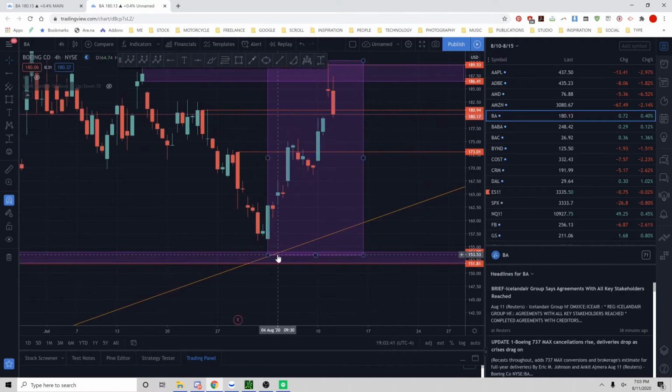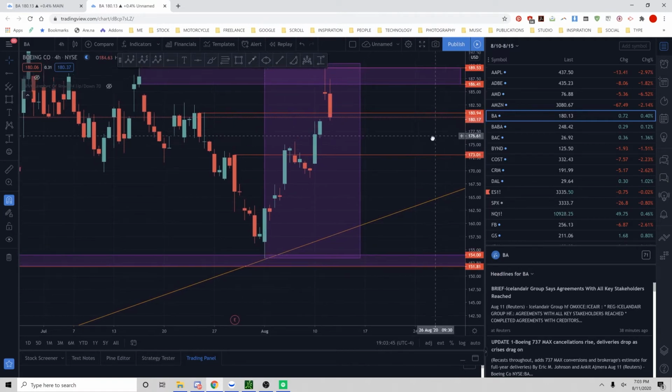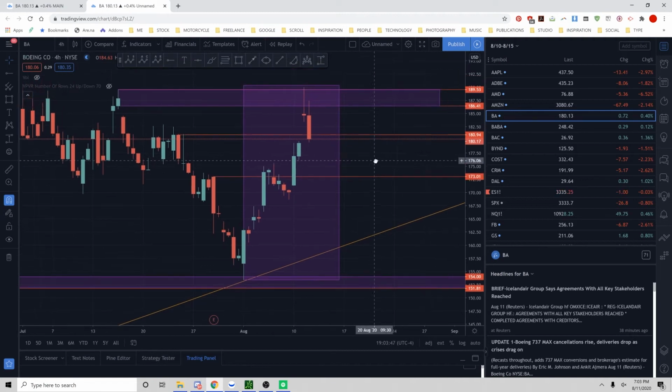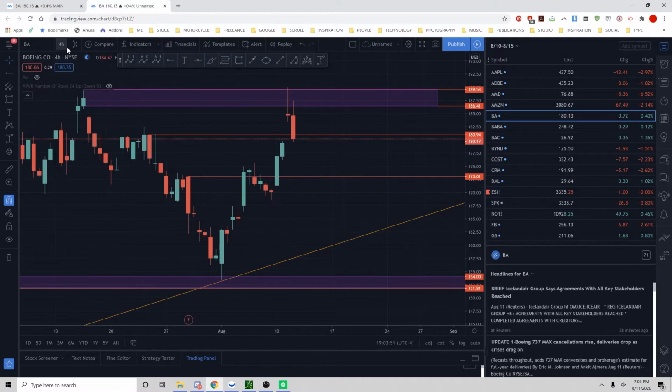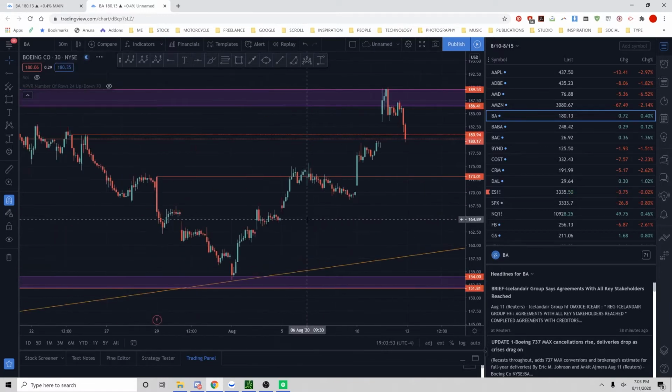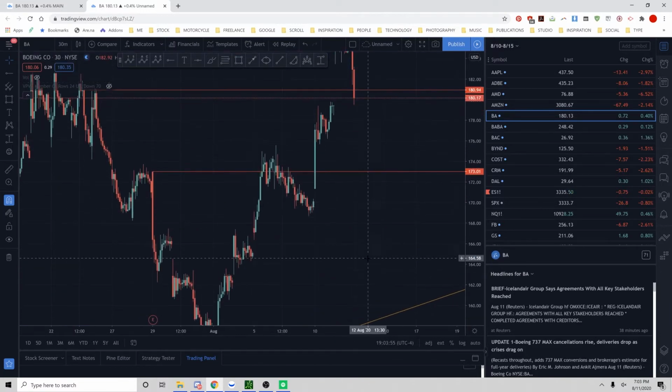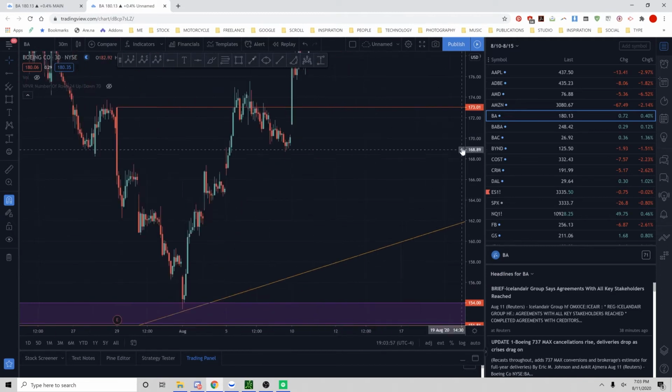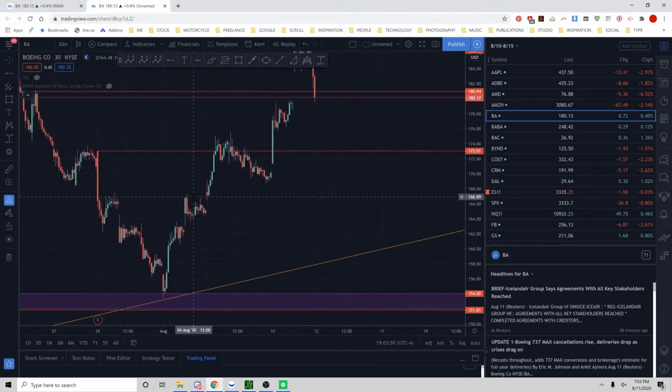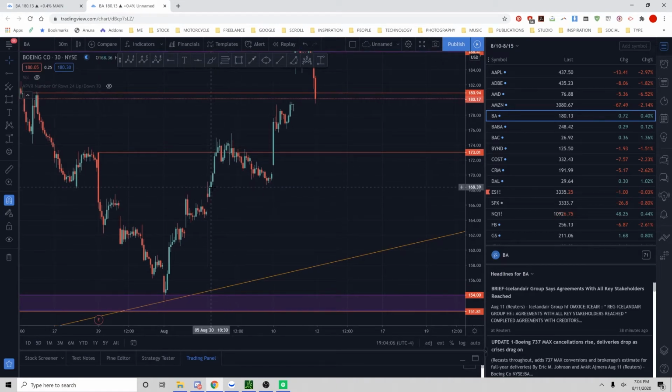So I think I entered here, and my first PT was 173, and I exited that. And then BA was kind of consolidating for a few days. If we go into the 30 minutes chart, you can see a super nice flag happening right here, flagging right into a really nice demand zone. I wouldn't call it amazing, but there's some really thick green candles right here.